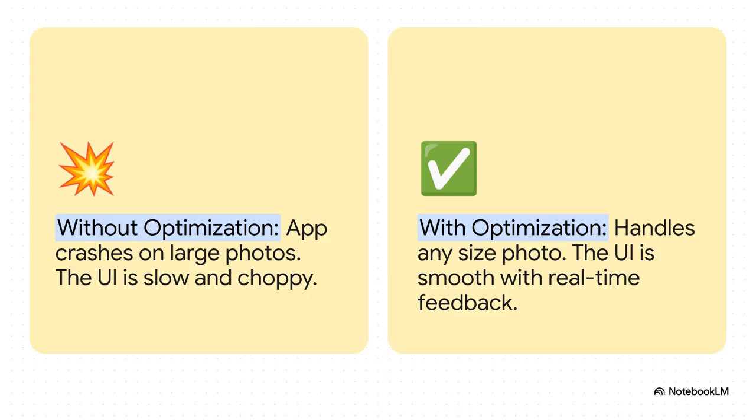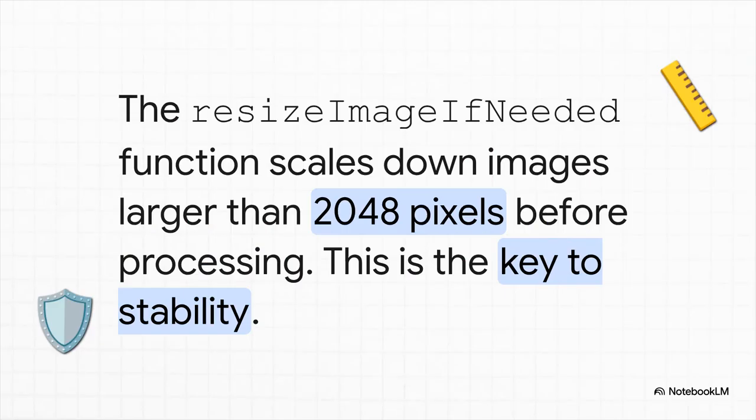But with the techniques we're using, the app can handle pretty much any photo size you throw at it, all while giving you that smooth, real-time feedback. That's the goal. So, what's the magic trick? Well, it's this simple function right here. It's our safety net. Before we do any processing, it just checks the image's size.